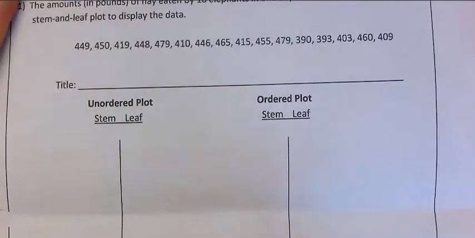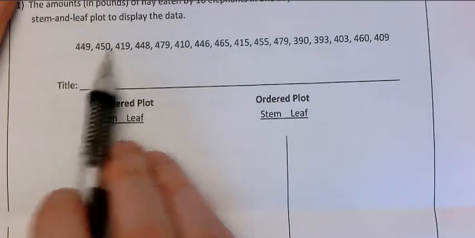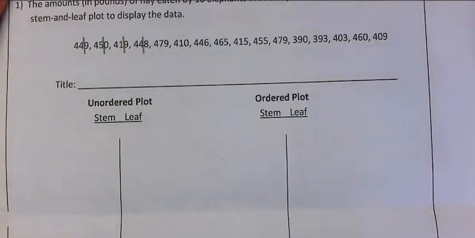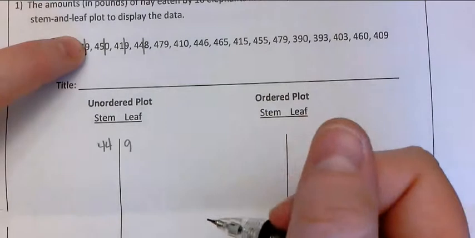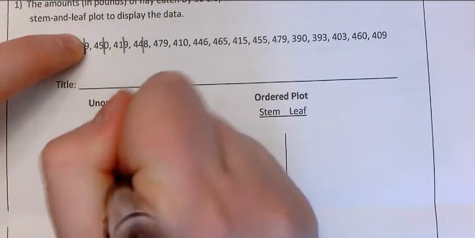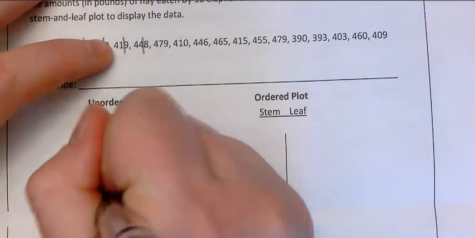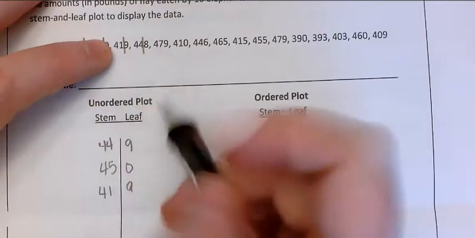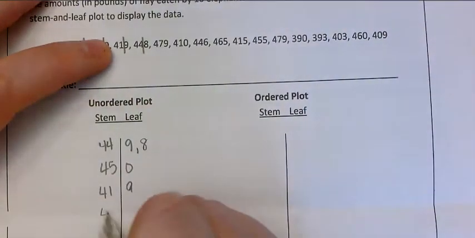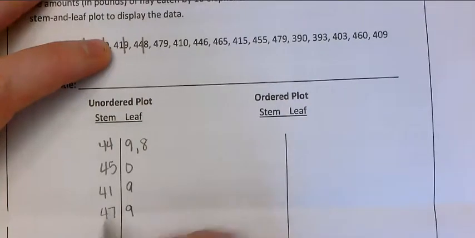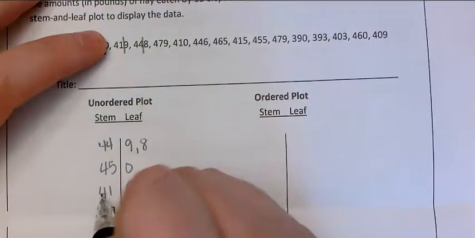So the title we already talked about, but to do a stem and leaf plot, you look at your data and you look at the stems, which are the first two digits. If you look at each one of these, we categorize them. So if I write down 4, I'm going to cover with a 9. The next one I have is 450, so 41 is my stem with 9. 448, I already have a 44, so I'm going to put a comma 8 afterwards.